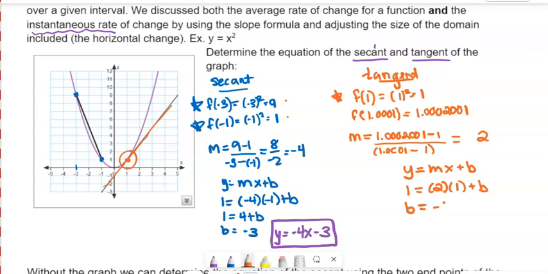Therefore, my b must be -1. And then I write the equation of my tangent at the point x equals 1. So my slope was 2, x minus 1. Okay, so that should all pretty well be review.